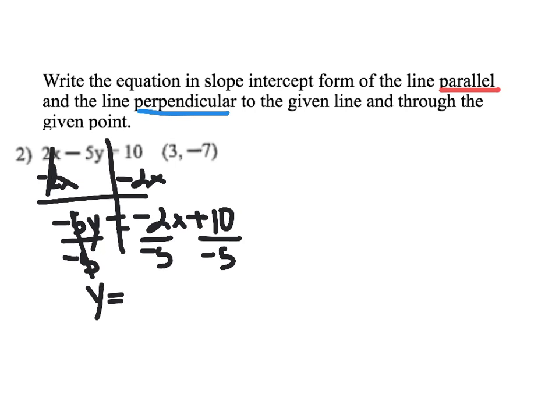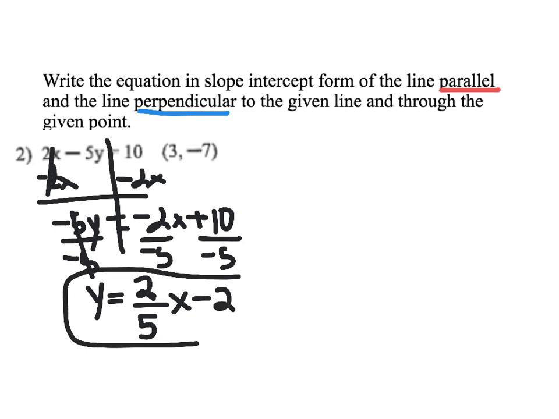Okay? Negative 2 over negative 5 doesn't reduce. The only thing that simplifies there is that it's a positive. And 10 divided by negative 5 is negative 2. So this is the line that we're using, which means that we're using the slope 2 over 5.